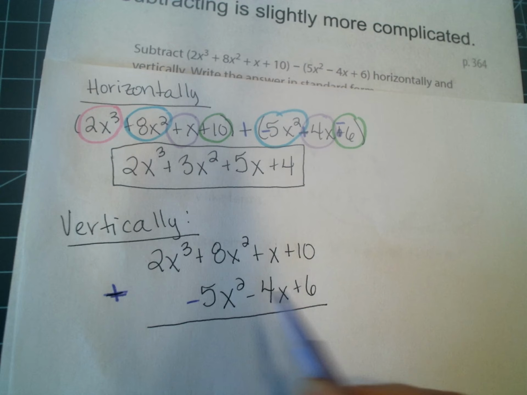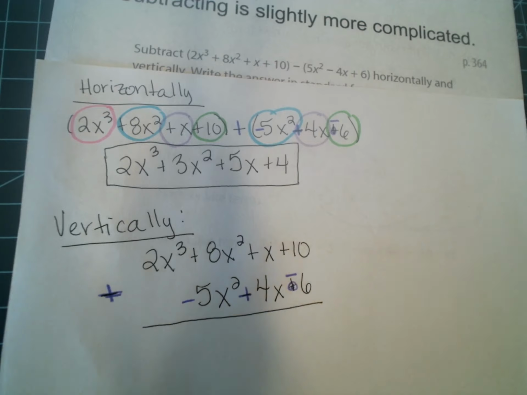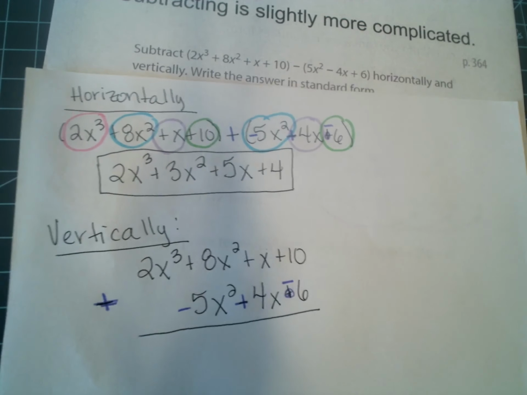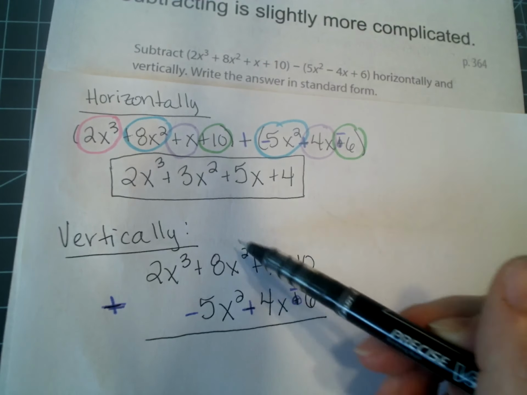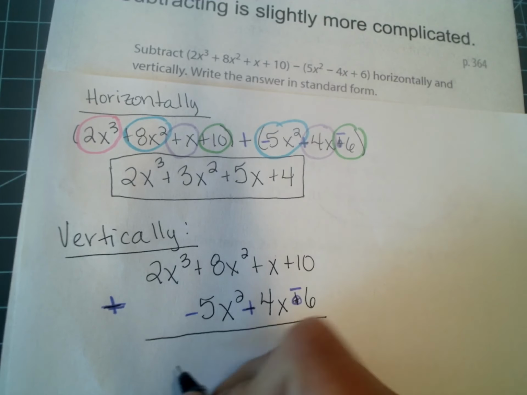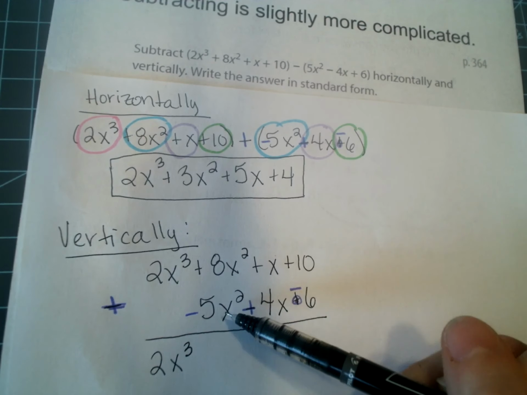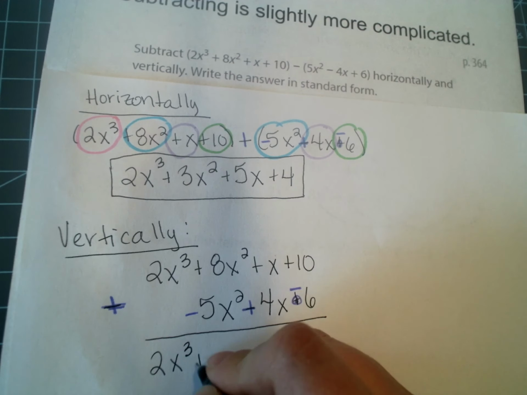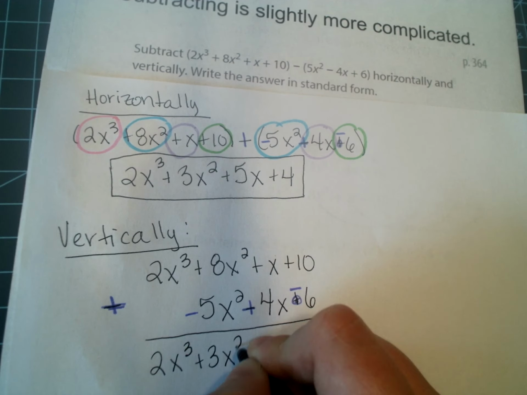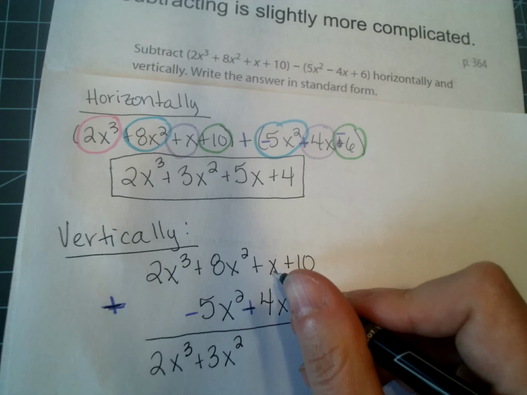So the 2x to the third is just going to fall down. 8x squared minus 5x squared leaves me a 3x squared. X plus 4x leaves a 5x, and 10 minus 6 leaves a positive 4. So you can see we got the same answer that we got when we did the subtraction horizontally. You choose your preferred method.